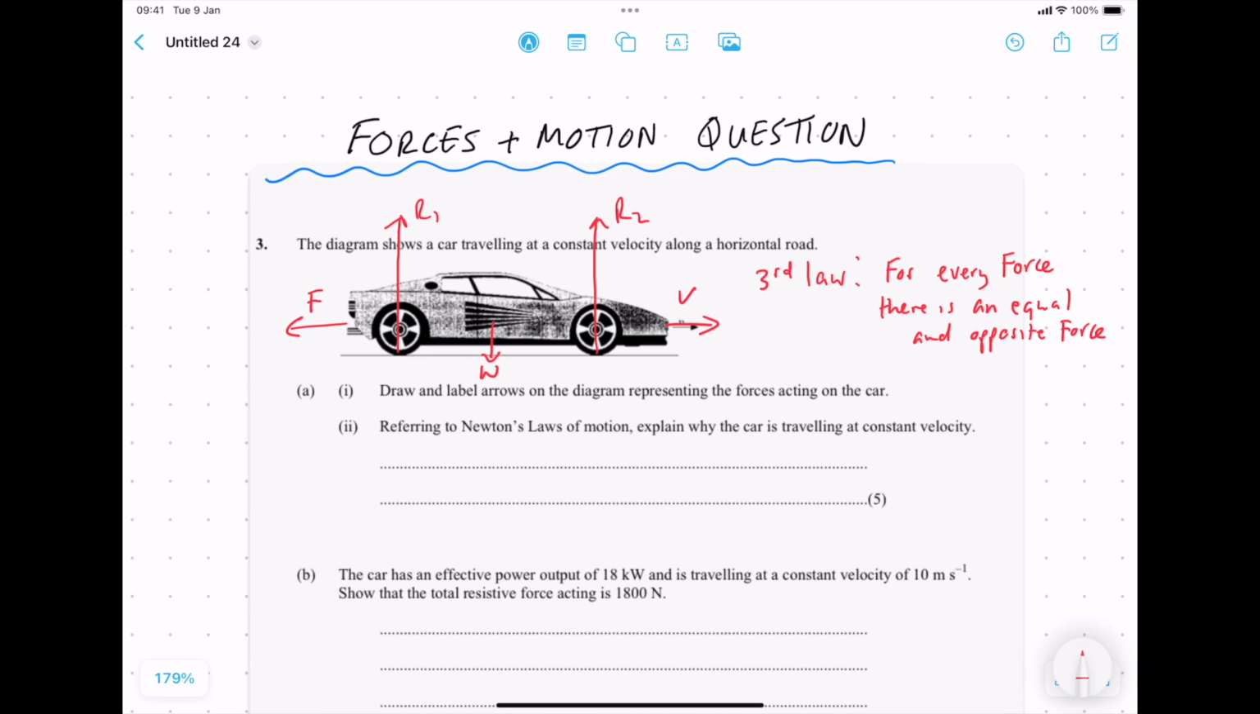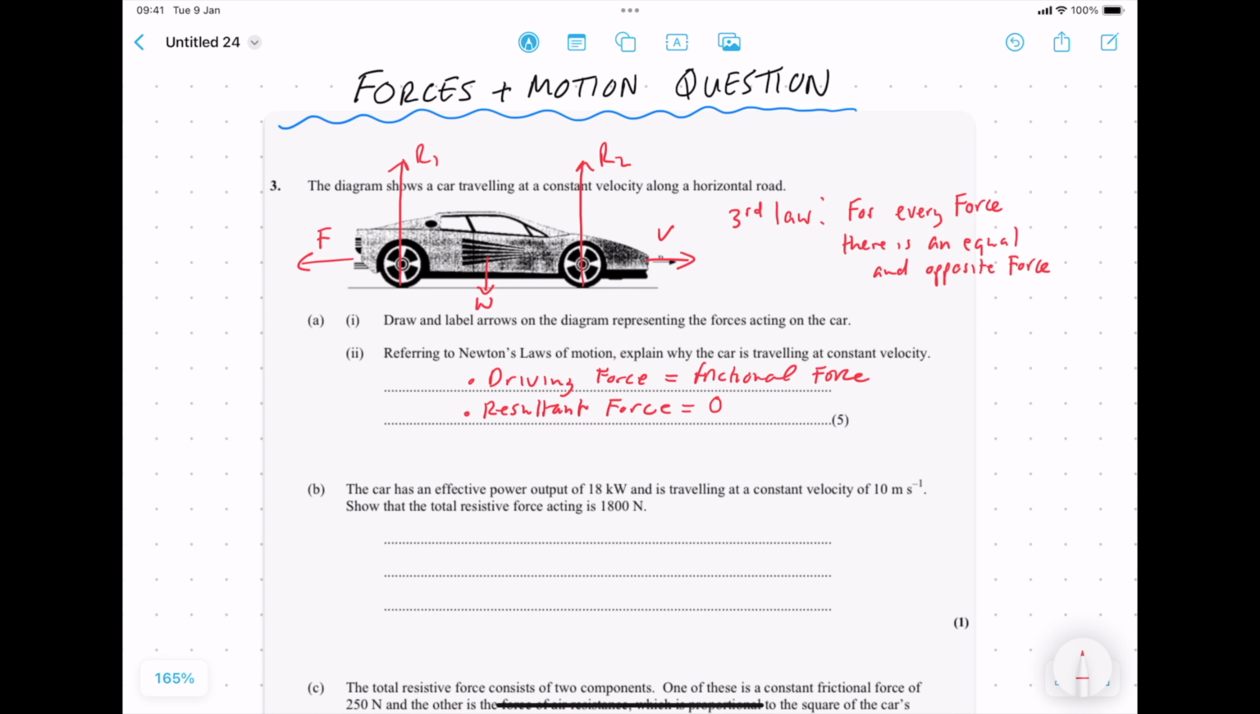Part 2. Referring to Newton's laws of motion, explain why the car is travelling at a constant velocity. Now this brings in the first law, which states that for a car or an object moving at constant speed, there cannot be a resultant force. So the driving force must be equal to any frictional forces. Driving force is equal to the frictional force. So when that happens, there cannot be any acceleration or deceleration. Therefore the resultant force, which is the difference between these two forces, is going to be equal to 0.